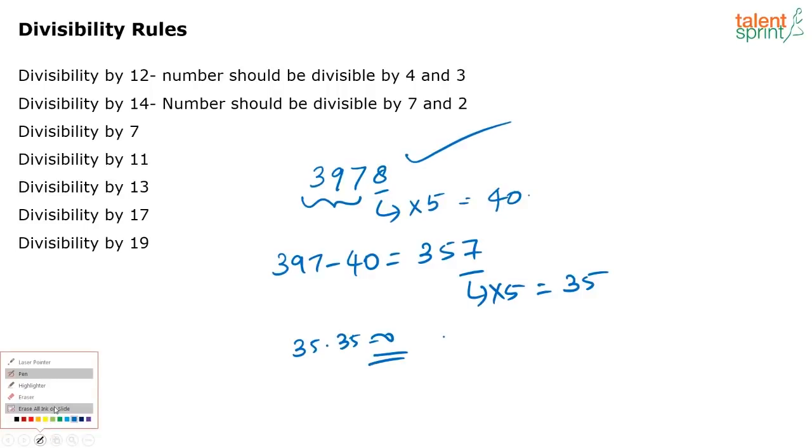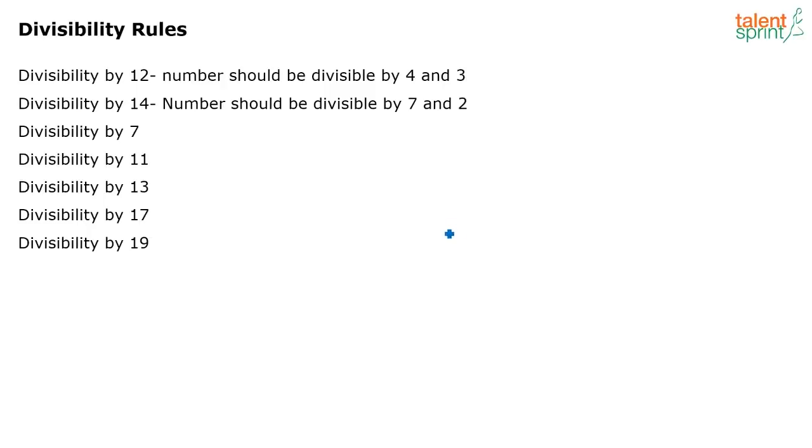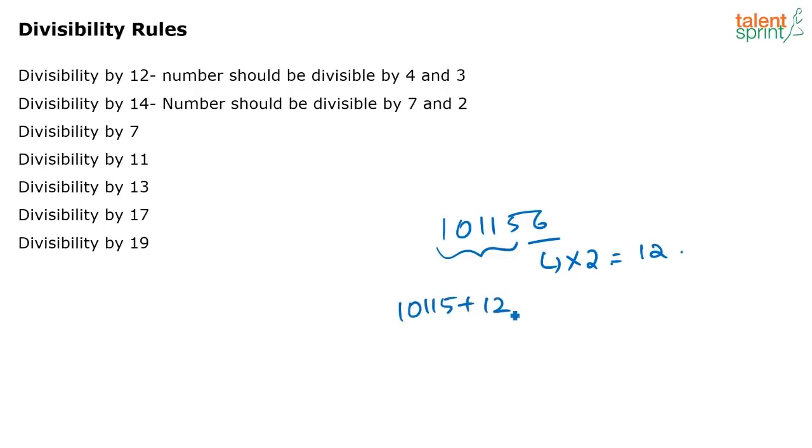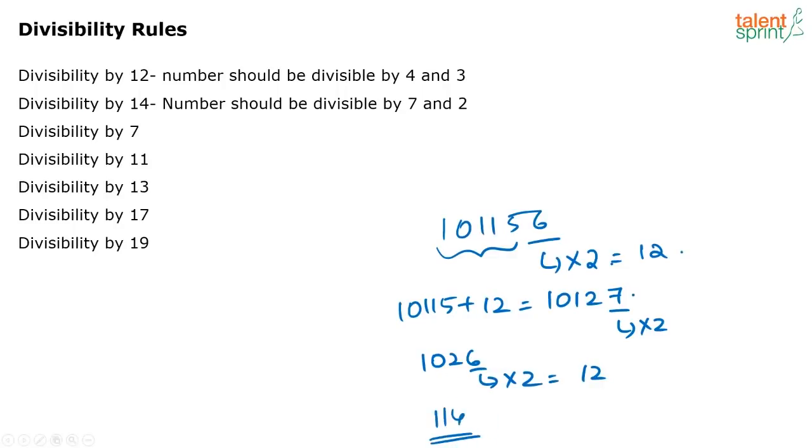Now similarly, let's look at 19. The rule for 19 is, let us take a number 101156. Multiply the last digit by 2 and then add it to the remaining digits. You get 6 2s are 12. Correct? So then do 10115 plus 12, that is equal to 10127. Now again multiply the last digit by 2, add it to the remaining digits. 7 2s are 14. So 1012 plus 14 will give you 1026. Multiply the last digit by 2, you get 12. So 102 plus 12 is 114. 114 is divisible by 19, you know that. So this is divisible by 19. So these are the rules that are there.